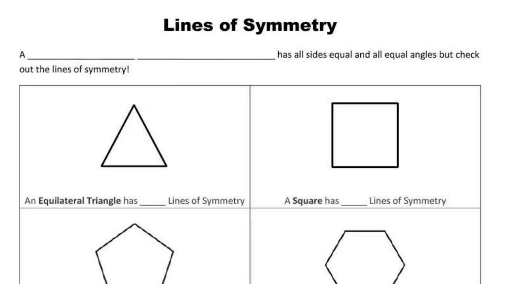A regular polygon has all sides equal and all equal angles, but check out what happens with the lines of symmetry when you have a regular polygon. So this first one's called an equilateral triangle. An equilateral triangle is a regular triangle, but we just call it equilateral.